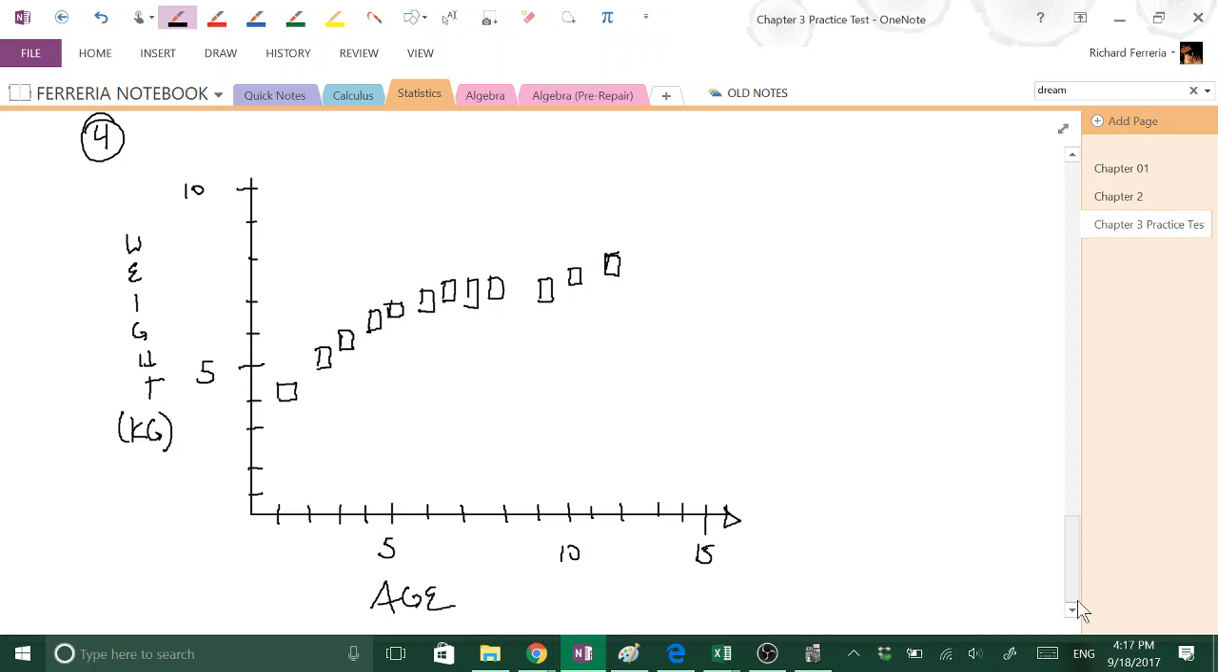Okay. Questions on the scatter plot? How's the scatter look? Looking good? Good.